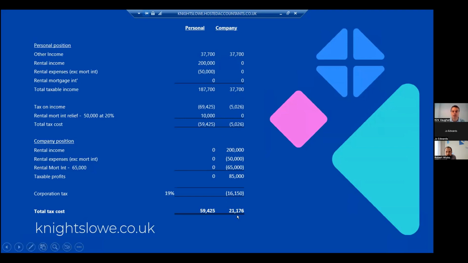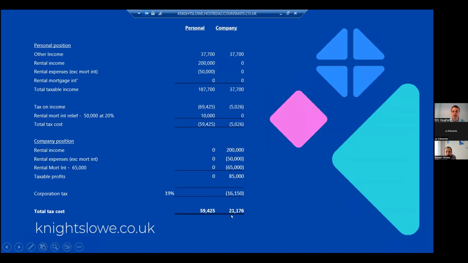The total tax cost there is £21,000. So you can see there's a difference of just under £40,000 in terms of the total tax cost. Obviously, there is also the £15,000 additional mortgage interest costs. So there is a net benefit here of about £25,000 per year for this client by incorporating their rental business.